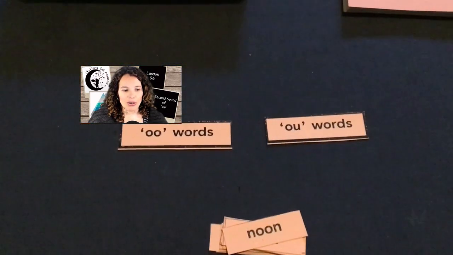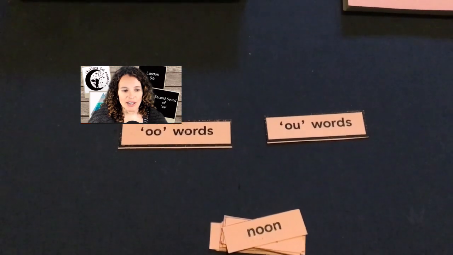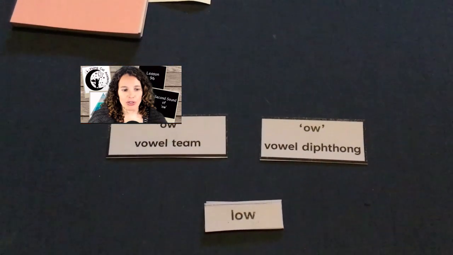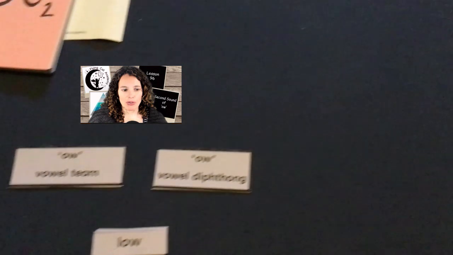We'll have a sort, so you'll need to have this one cut out and ready to go on the table. And there'll be a second sort as well. This one's for the new content part of the lesson when we're talking about OW.